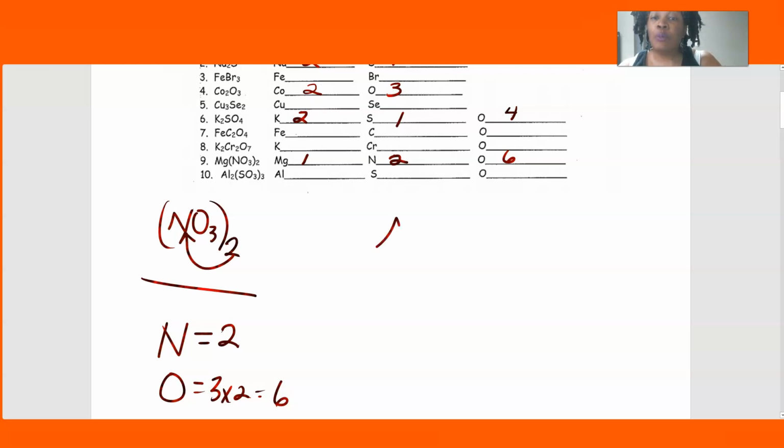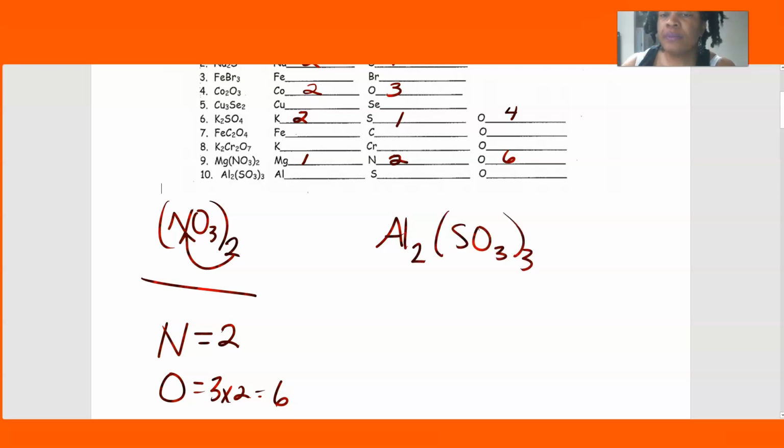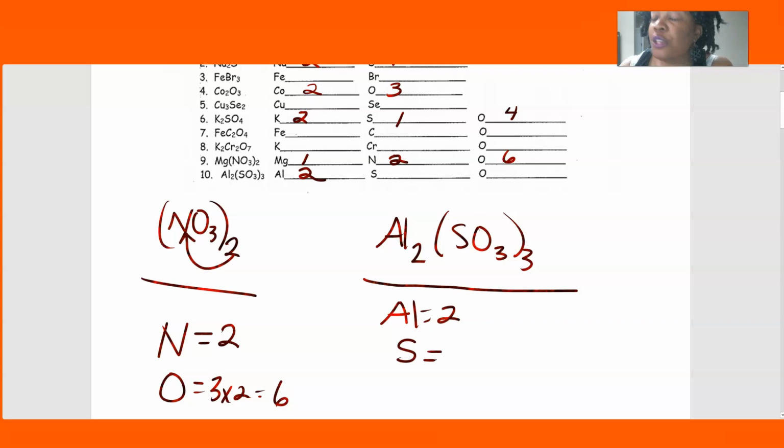Number 10 says aluminum sulfite, okay? So what you're going to do, once again, is separate everything out. You've got aluminum, which you see there are 2 of them, so I'm going to put the 2 there on that line. And for sulfur, you have 3 of them, because remember, there's an imaginary 1 right beside sulfur, and so 1 times 3 is 3. And then for your oxygen, you have 3 times 3 to give you your 9. Okay, so you have 3 sulfurs and 9 oxygens.